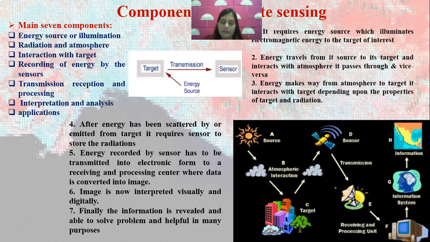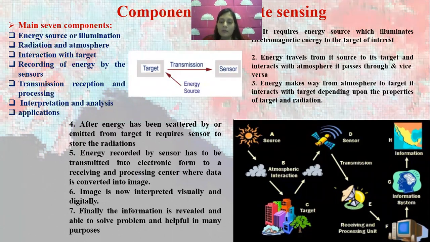First of all, I would like to draw your attention to the figure showing the energy source, target, transmission, and sensor, a simple figure with arrows. The process is somewhat like that. First is the energy source, which hits the target, and then from the target the data we require is transmitted to the sensor. This is what is meant by the components of remote sensing.